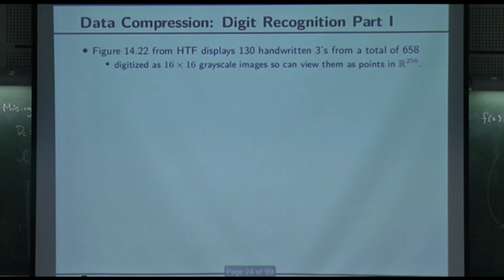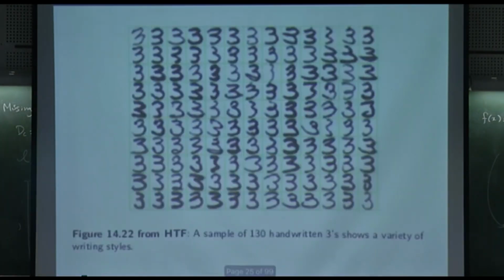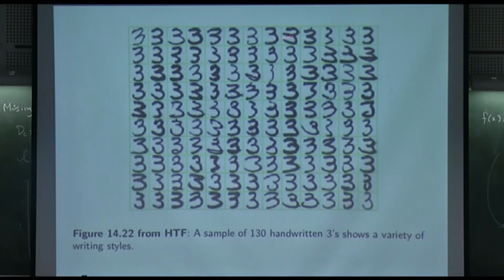They have displayed 130 handwritten threes from a total of 658. They are digitized as 16 by 16 grayscale images, so you can view them as points in R to the 256. This is what it looks like. Each of these is a particular example of a 3, and we want to see if the information in all of these threes can be summarized as something smaller. Each of these can be viewed as a vector now. So you take the 16 by 16 image and collate it as one vector, which is R to the 256.